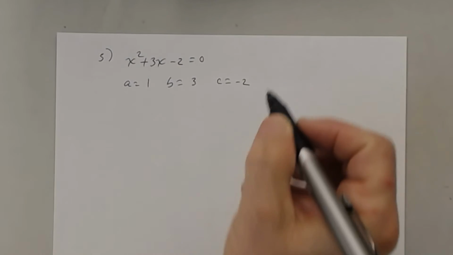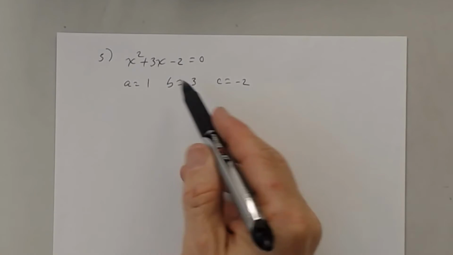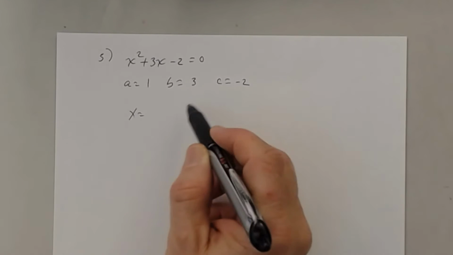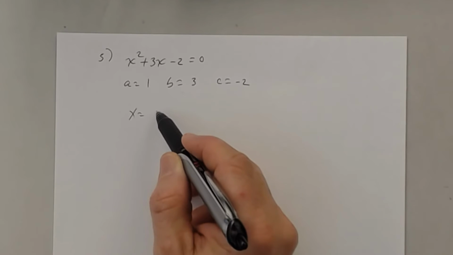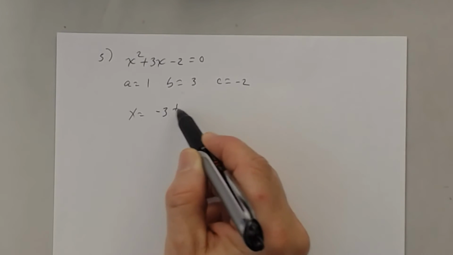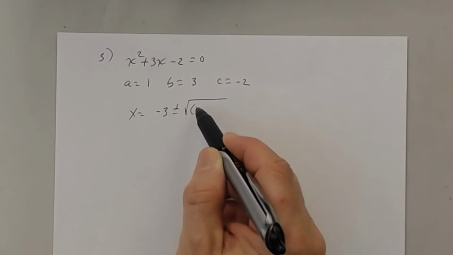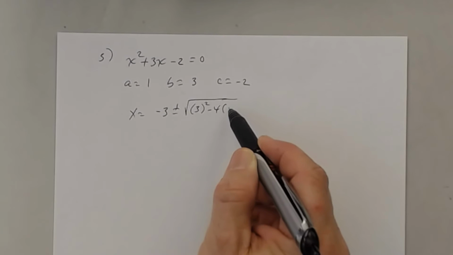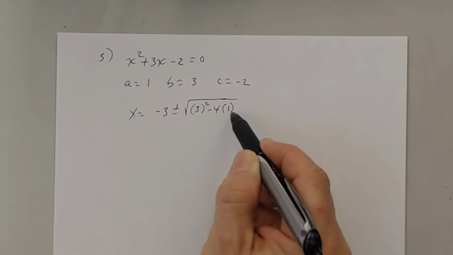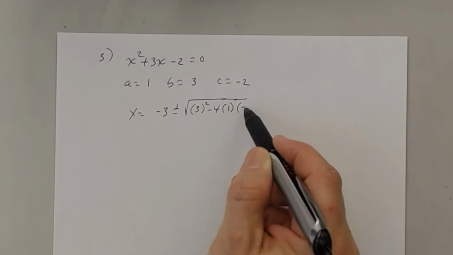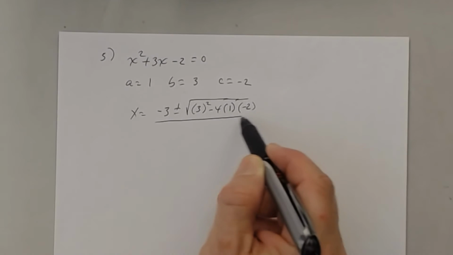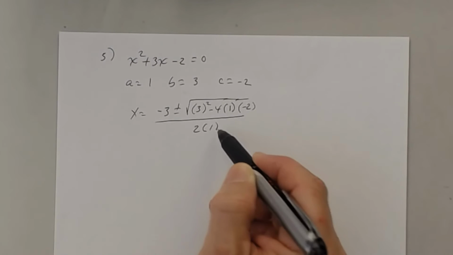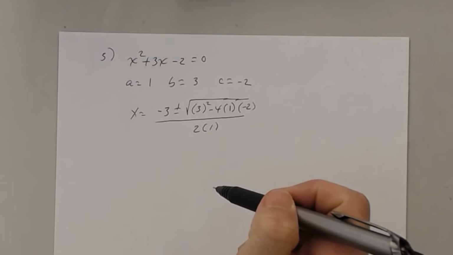All right. Now let's plug this into the formula. So x equals the opposite of B. What's the opposite of B? Negative 3. Plus or minus the square root of B, which is 3 squared, minus 4 times A. What's A? 1 times C, and what's C? All divided by 2 times A, and A is 1.